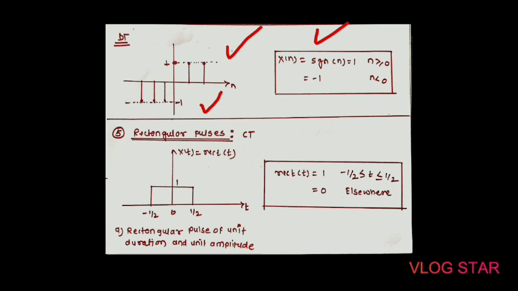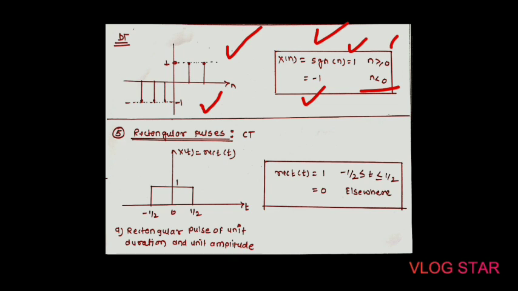The discrete time signum function is defined mathematically as follows: x of n is equal to signum of n. The value of signum of n is equal to 1 when n is greater than or equal to 0, and the value of the signal is minus 1 when n is less than 0.